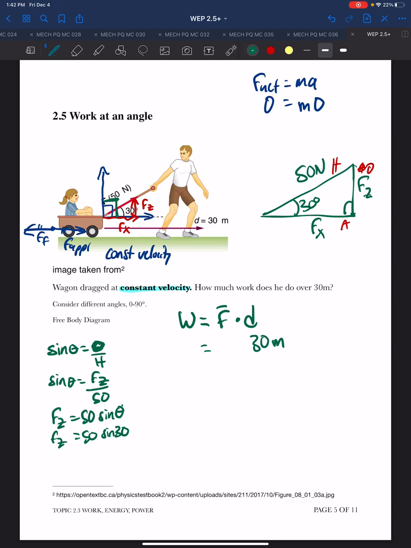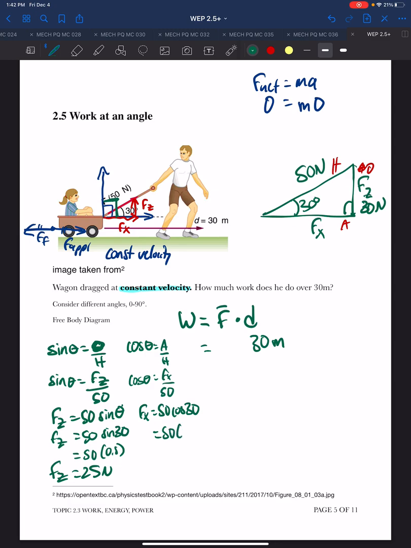Now sine 30 is a good number to know, equal to 0.5, so we have 50 times 0.5 or 25 newtons. That's one of the reasons we see 30 degrees an awful lot. So we know now this side, the vertical, is 25 newtons. To find the adjacent side, Fx, we have cosine theta is adjacent over hypotenuse, so cosine theta is Fx over 50, and Fx is 50 cosine theta, which is 30, and 50 times 0.866 is the decimal equivalent of that.